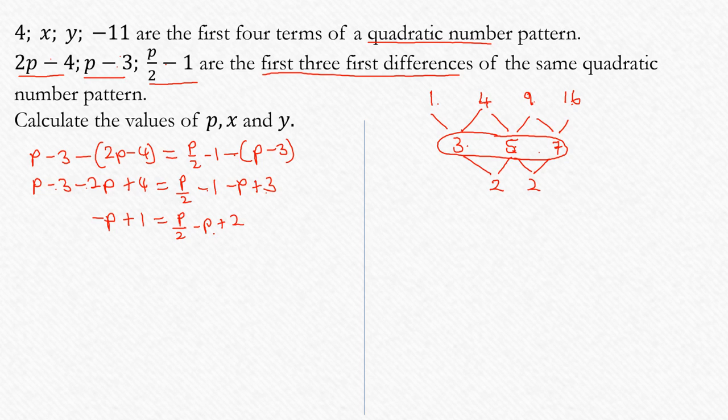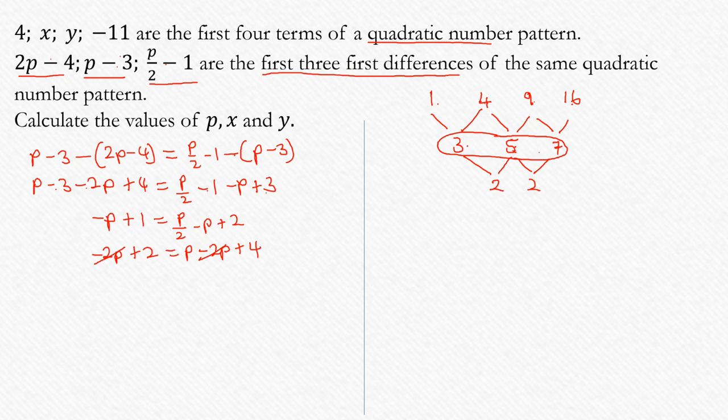Okay, right. And then what we do, we can do this thing differently here, but I would prefer just multiplying everything by 2. So it becomes negative 2p plus 2 is equal to p negative 2p plus 4. Okay, right. These two here will give us 0.